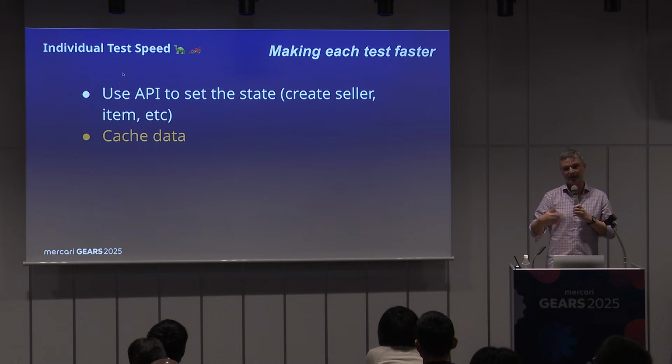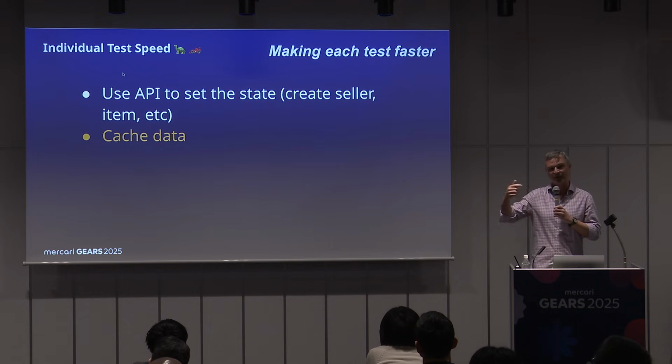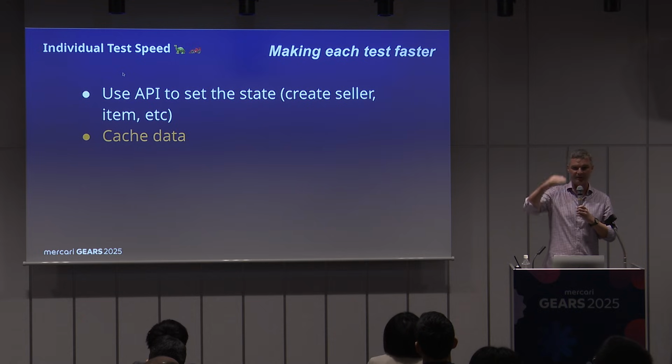Anytime we create data like a user profile, we cache it so that we can reuse it as many times as necessary. And this speeds up both CI and writing the test as the test reruns. It kind of doesn't have to recreate all the data all the time.